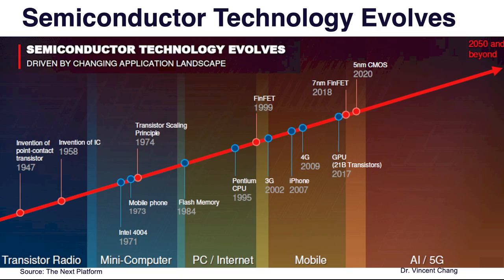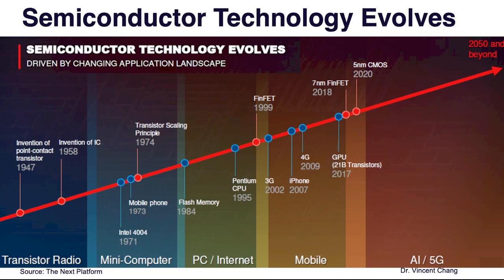And then if you look at the time around 2020 or 2018. So in 2018 is the 7 nanometer FinFET. 2020 is the 5 nanometer CMOS, which means the complementary MOS.